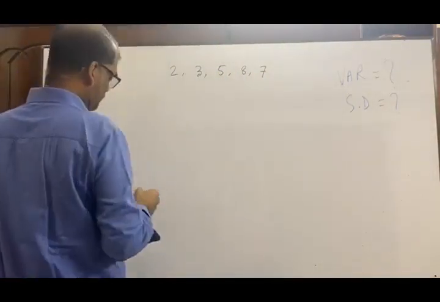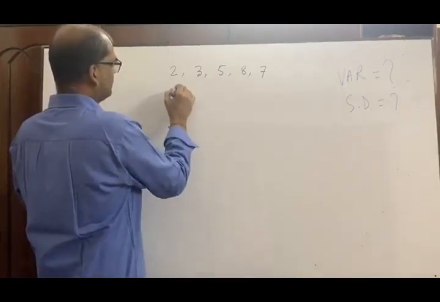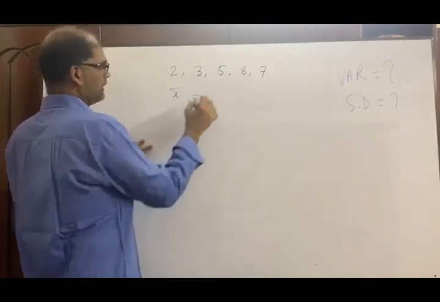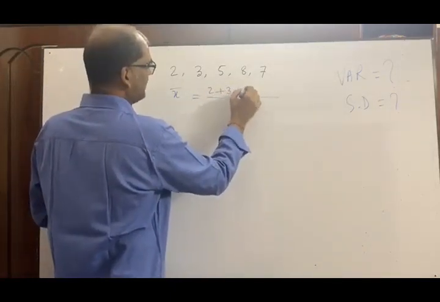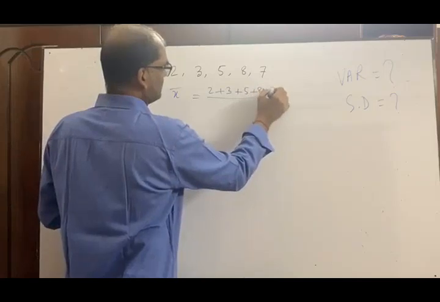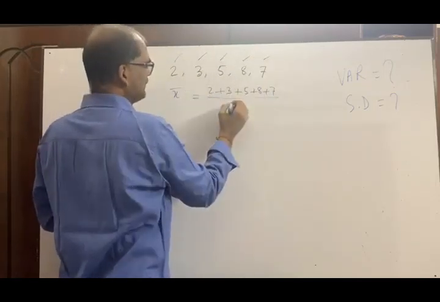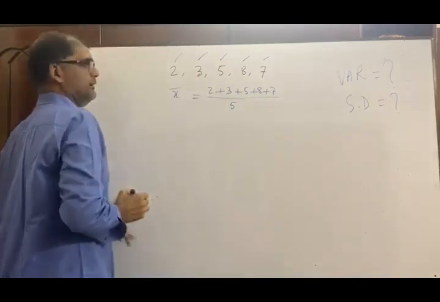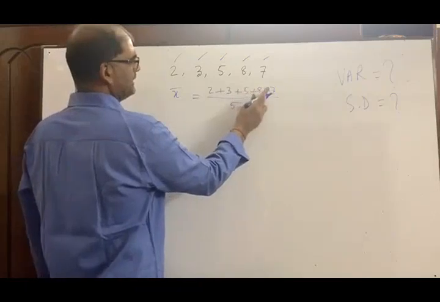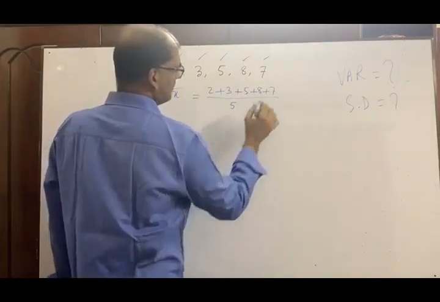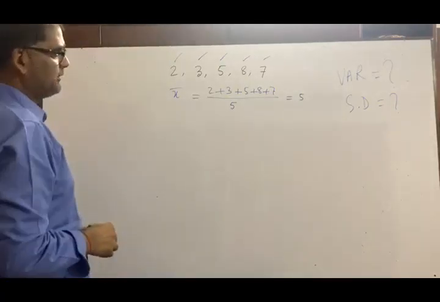At first, what is to do, you know? At first you have to determine x bar. What is x bar? X bar equals to what? You write down 2 plus 3 plus 5 plus 8 plus 7. 1, 2, 3, 4, 5. So it is to be divided by 5. Okay. What is the result? 2 plus 3, 5, 5, 10, 18 plus 7, 25 divided by 5 equals to 5. So we have got x bar as 5.